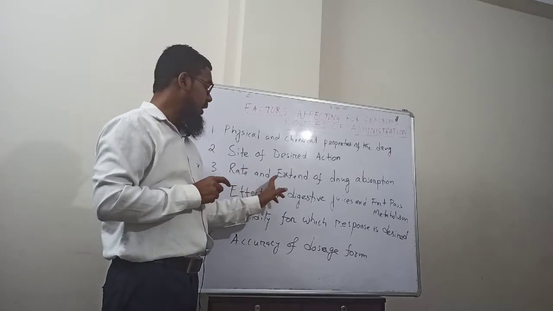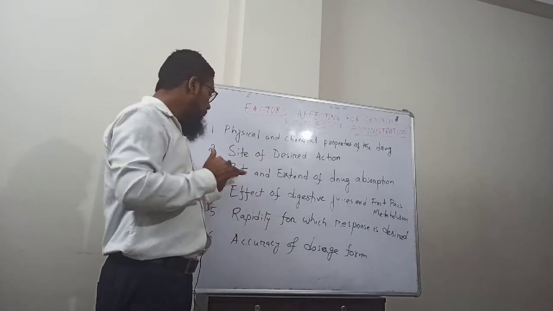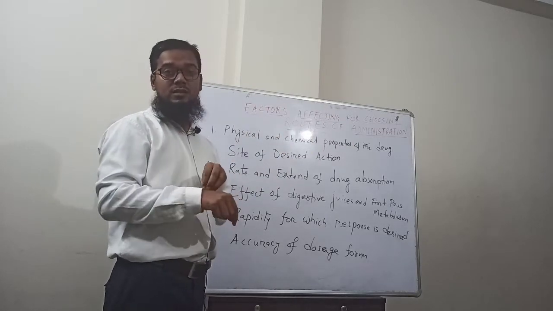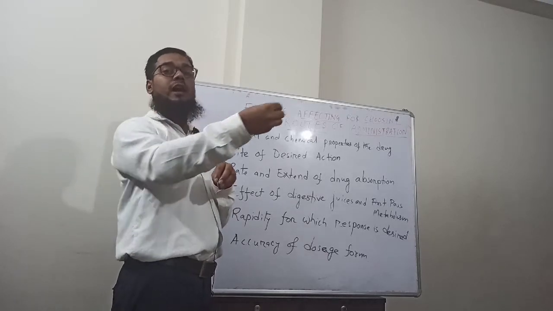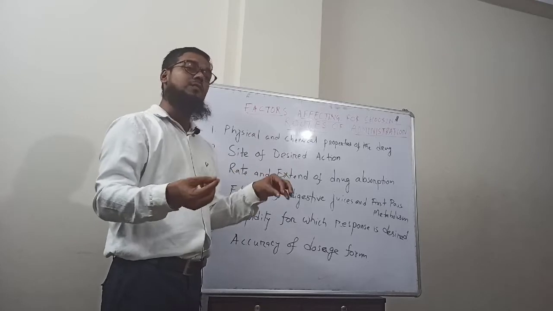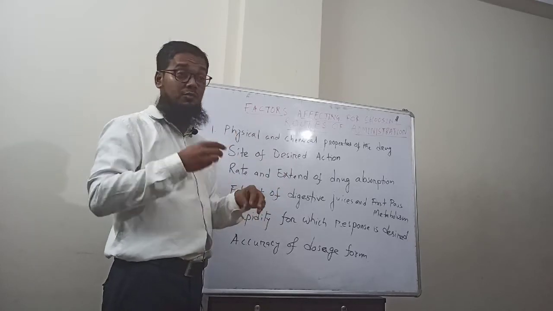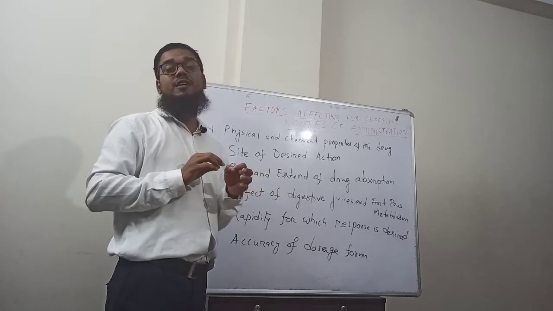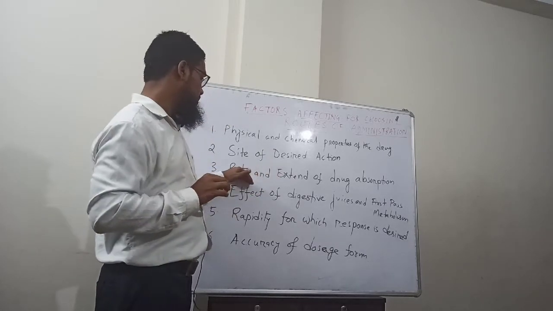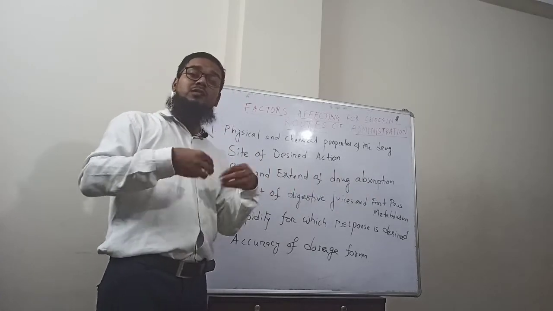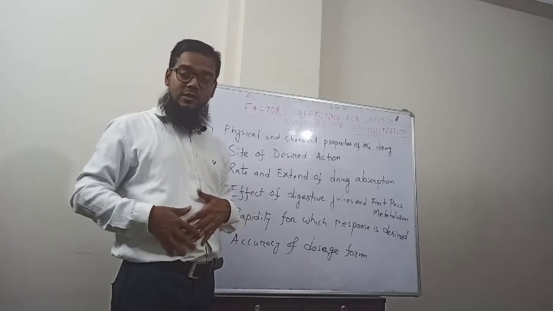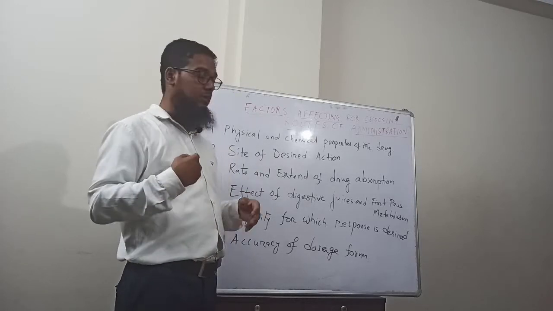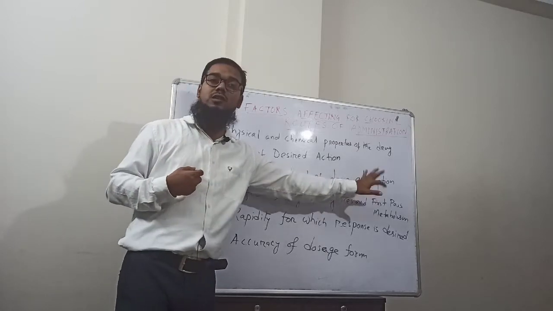Next point, rate and extent of drug absorption: how fast and for how long a drug will be absorbed from a particular region. If we want to produce a prolonged action, a slow release of the drug, then we prefer intradermal injection. If we want immediate action, then we prefer intravenous IV injection. If a drug is not absorbed from the stomach or intestine, or it interacts with food or acid, then the drug will be given in injectable form. So rate and extent of drug absorption is important.